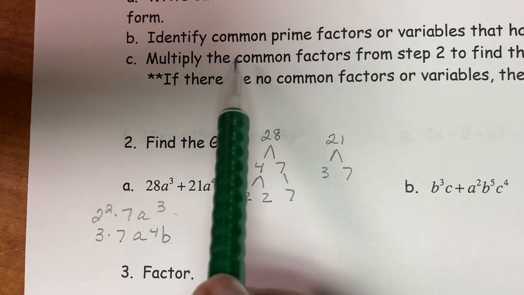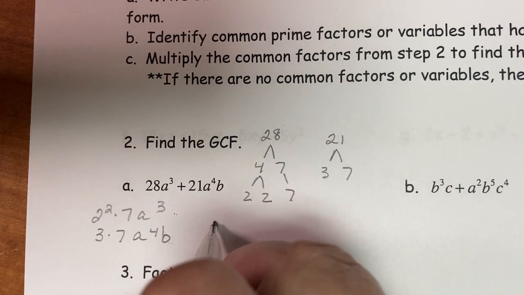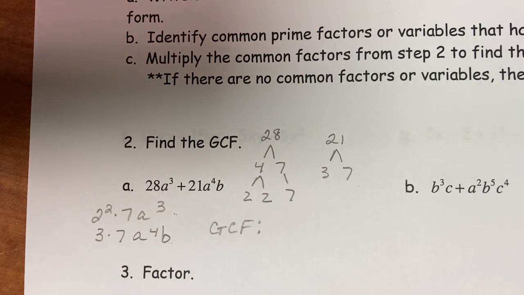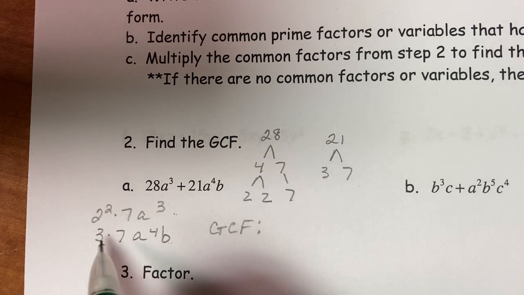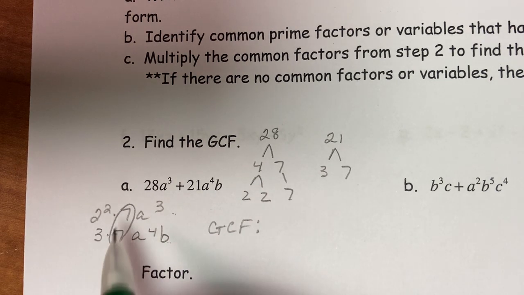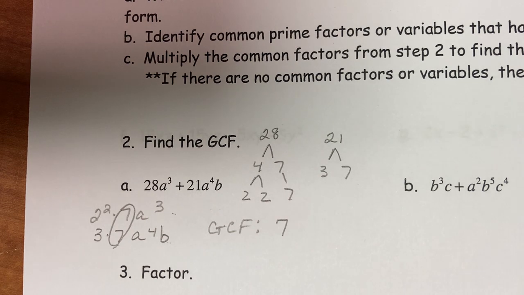Now, what does B say? It says, identify the common prime factors. Well, we're going to kind of build our GCF here. So we want to identify the common ones. Well, you can see that they have a 7 in common and they don't have any other numbers in common. So that would be 7.